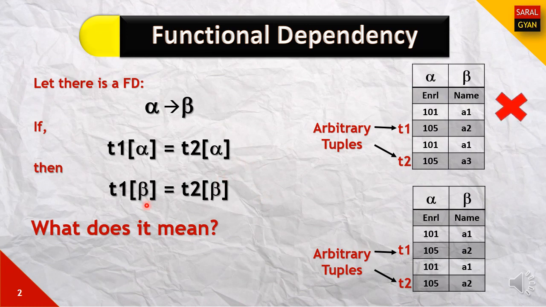Now I test whether T1 of beta equals T2 of beta, which is needed for a functional dependency from alpha to beta to hold. So let me check. T1 of beta is A2 and T2 of beta is also A2. That means in this second case, I can say there is a functional dependency from alpha to beta.